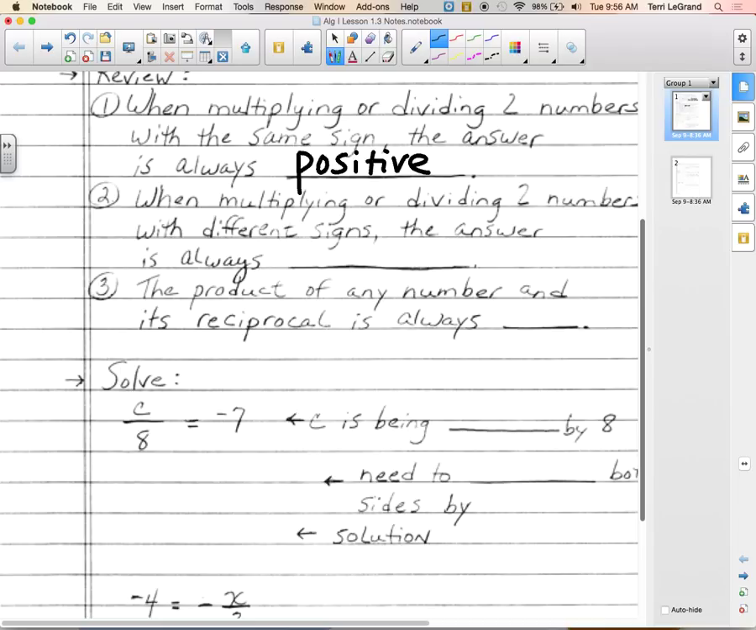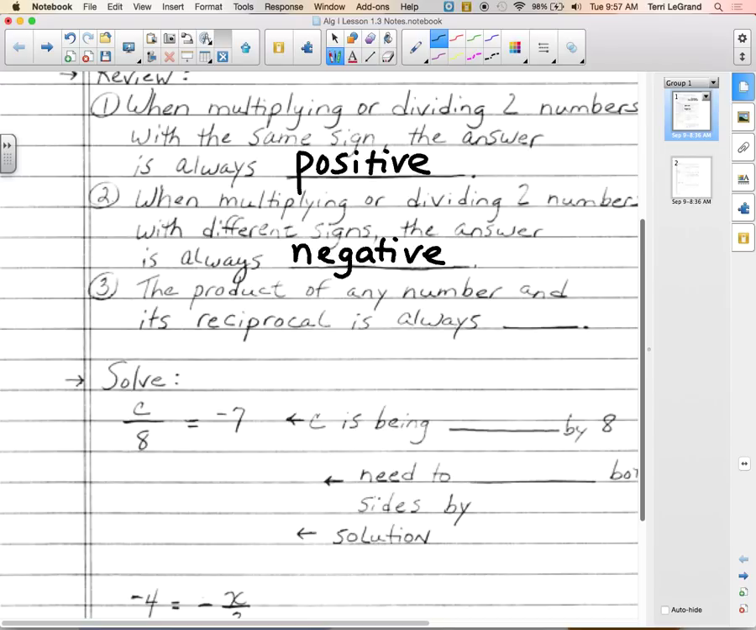When multiplying or dividing two numbers with different signs, so one is positive and the other is negative, and by the way, it doesn't matter which one is which, the answer is always what? Negative. It's always negative. You can always count on that. And again, that's with both multiplication and division because they're inverse operations.